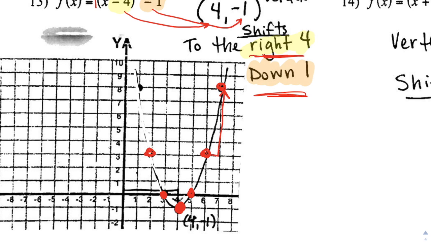My point, over 1, up 5. There's my new point. Okay, if you want to get credit for this assignment, you have to have it graphed accurately. You can't just have points floating around on the graph. Okay.